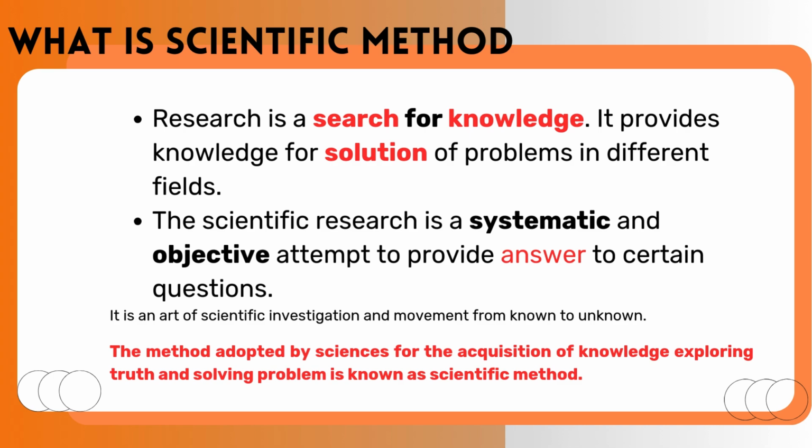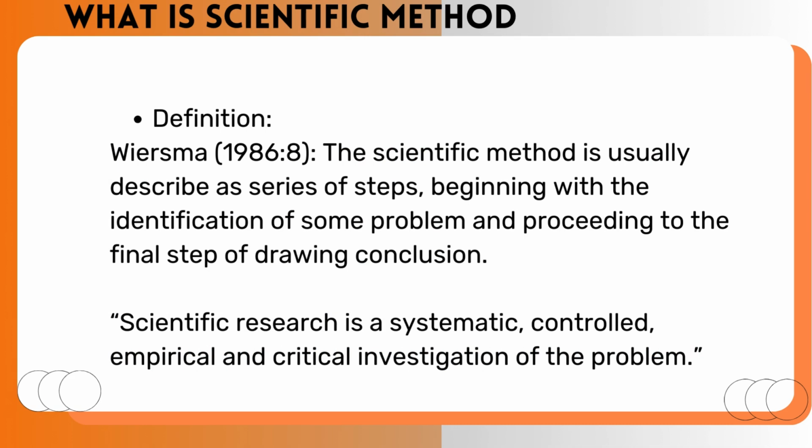So one famous definition by Versma, according to him, the scientific method is usually described as a series of steps beginning with the identification of some problem and proceeding to the final step of drawing conclusion. In short, it's like following a step-by-step plan to solve a problem. You start with identifying a problem, then carefully studying about it, and we end it by making some conclusion based on what we find. Alright, the next paragraph.